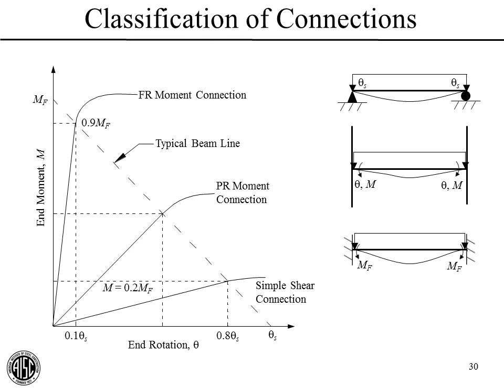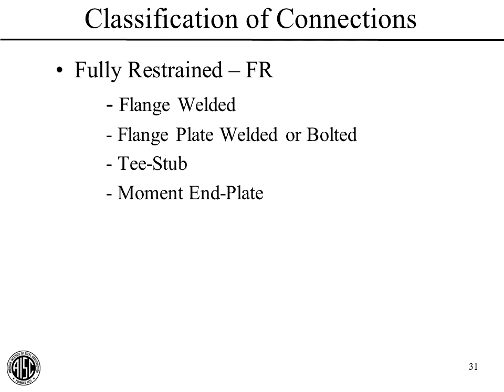So which ones of our connections qualify for each of these? Okay, so first, for FR moment connections, fully restrained, these four: flange welded, flange plate welded or bolted, T-stub, or moment end plate. Those are four that we're going to design as fully restrained moment connections.